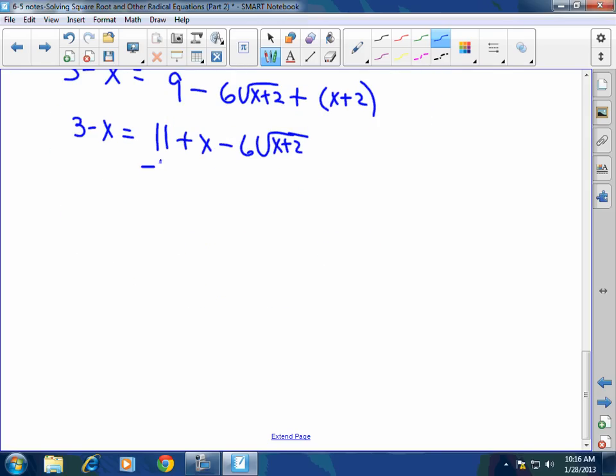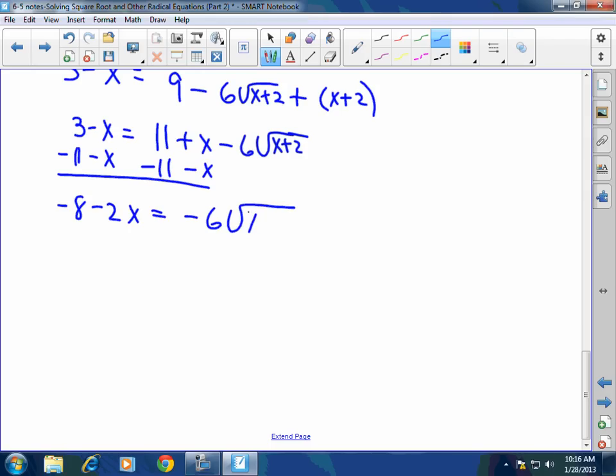Let's go ahead and subtract the 11 and subtract the x to both sides. So I'm going to have negative 8 minus 2x equals negative 6 radical x plus 2. Do not divide by that negative 6. Remember what happened last time? It gets really ugly. But instead, let's go ahead and square both sides.